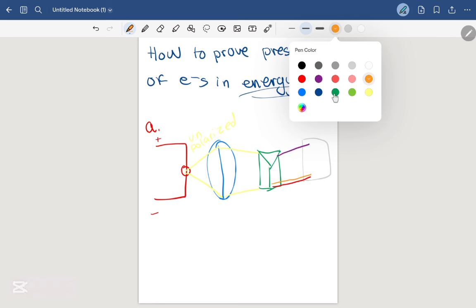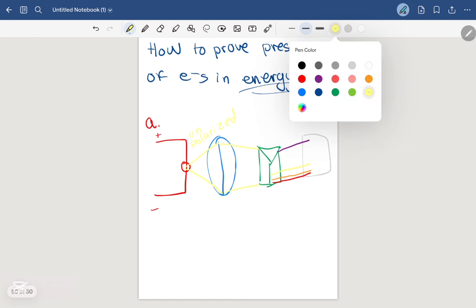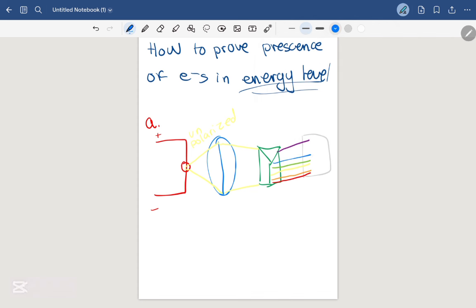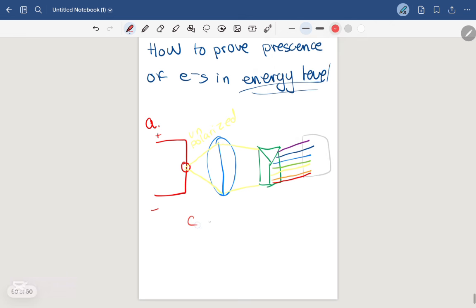Of course, it's supposed to be white light, but I cannot represent white light on a white screen. Then after yellow, we have green. Then after green, we have blue. And then finally, after blue, we have indigo, I think. Just something like this. And then we have what? We have violet. So the unpolarized light will go into the polarized light into the prism, and then it will turn into the colors. Now, what do we call this spectrum? We call this a continuous spectrum because it's just continuous colors.